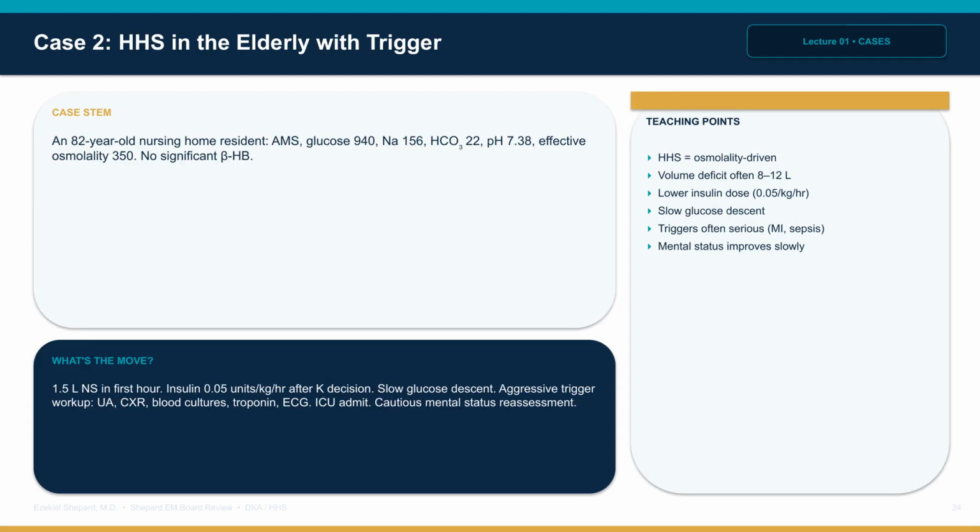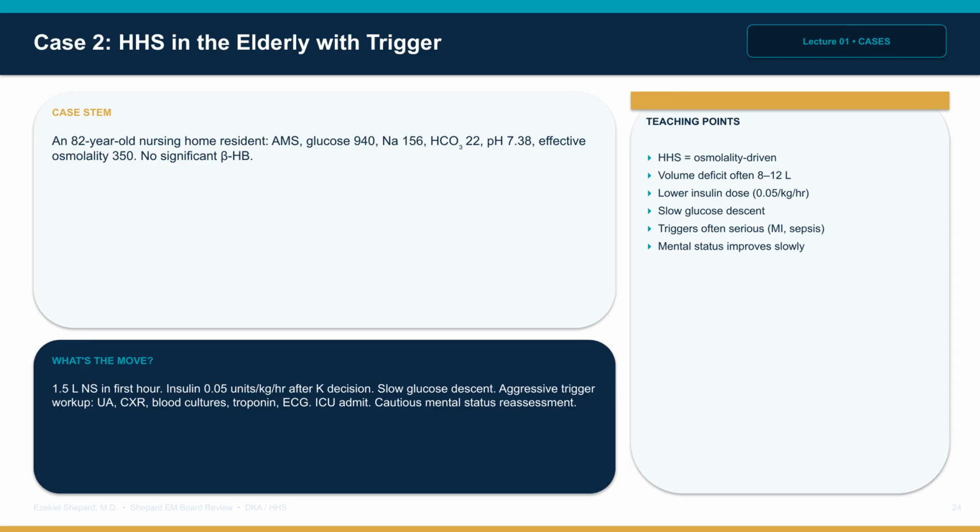Case number 2. An 82-year-old nursing home resident presents with altered mental status. Glucose is 940. Serum sodium is 156. Bicarbonate is 22. pH is 7.38. Effective osmolality is 350 milliosmoles per kilogram. Beta-hydroxybutyrate is not significantly elevated in this patient. So, this patient is in HHS.